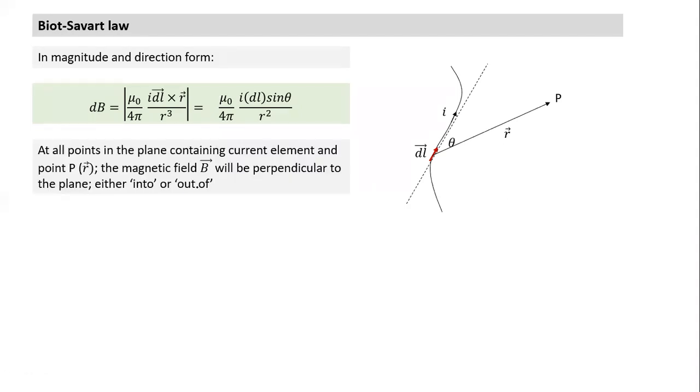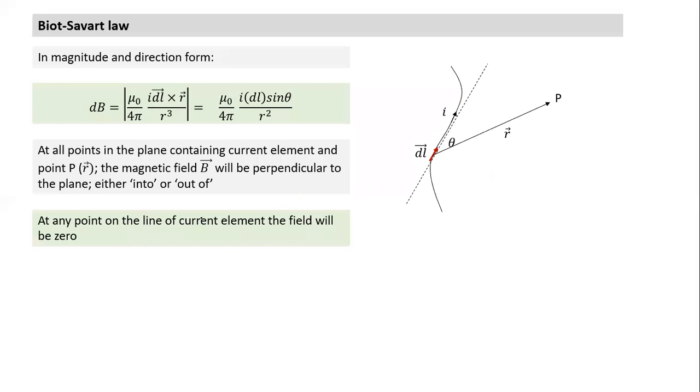Okay. So for all points in the plane containing the current element and point P, and the r vector, the field will be perpendicular to the plane, either into or out of. So the moment in an exam or anywhere else we come across a question where the figure is drawn in this fashion, it means the plane of the figure contains the dl vector and r vector. So at any point in this plane of the figure, the field will be either into or out of. I can represent the direction of field at any point in this plane in terms of a dot or a cross.